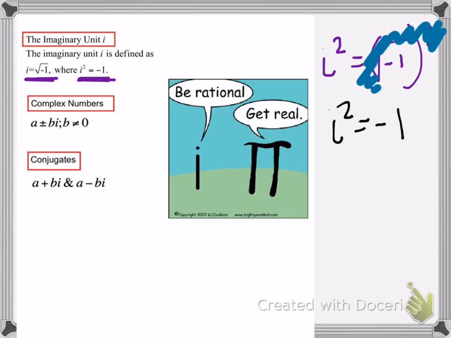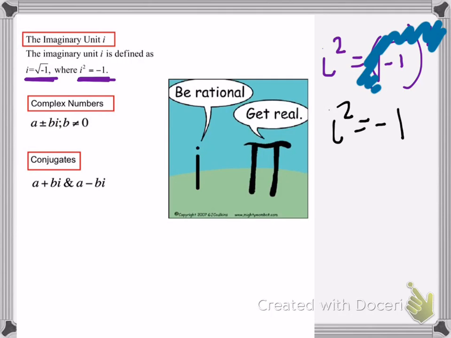Now, I want you to remember what i and i squared represent because they are going to show up the most. If you can just remember, oh, Ms. Baden, i squared is -1, it'll help with a lot of our classwork.